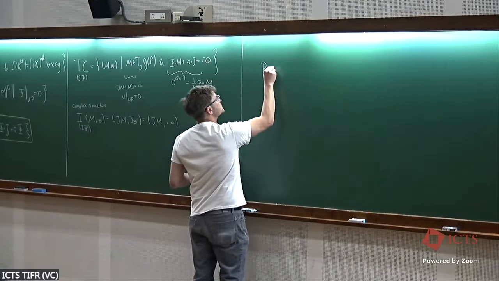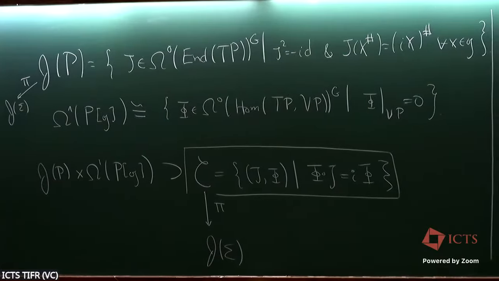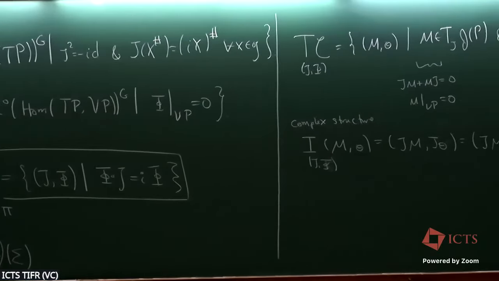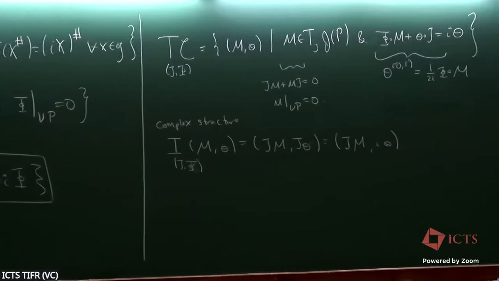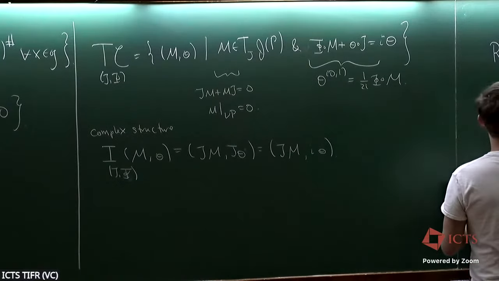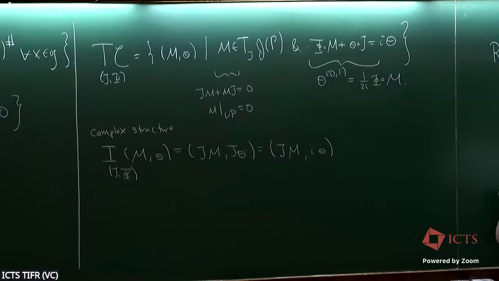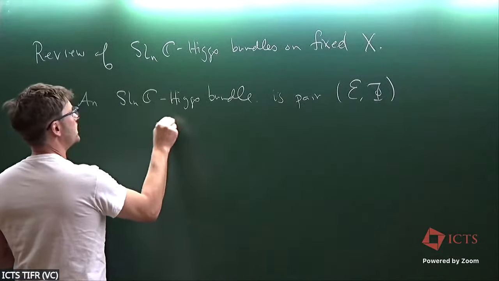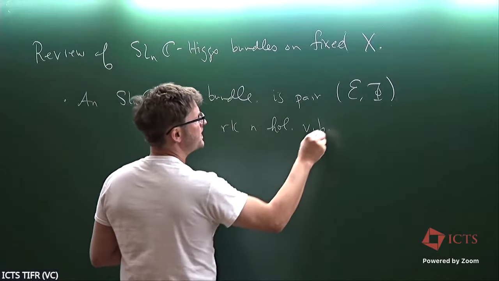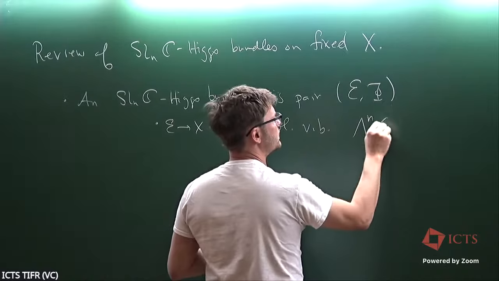Okay, so this is just a quick review of SL(n,C) Higgs bundles in terms of vector bundles on a fixed Riemann surface X. Okay, so let me just remind you what they are. Well, it's a pair (E, phi), where E over X is a rank n holomorphic vector bundle, and I'm going to assume its determinant bundle is trivial. That's the S bit.